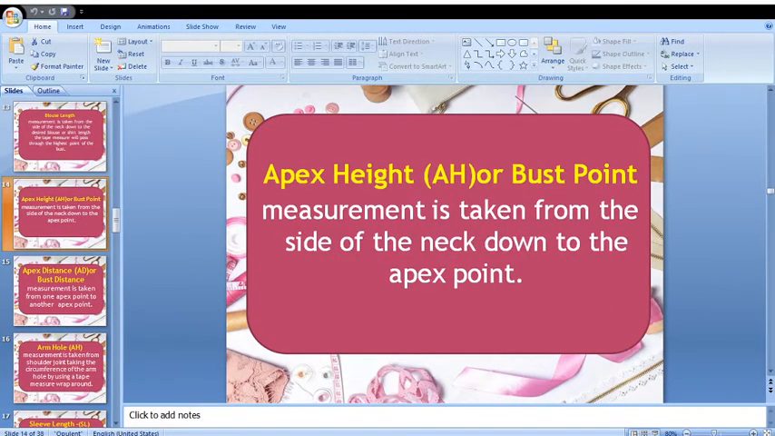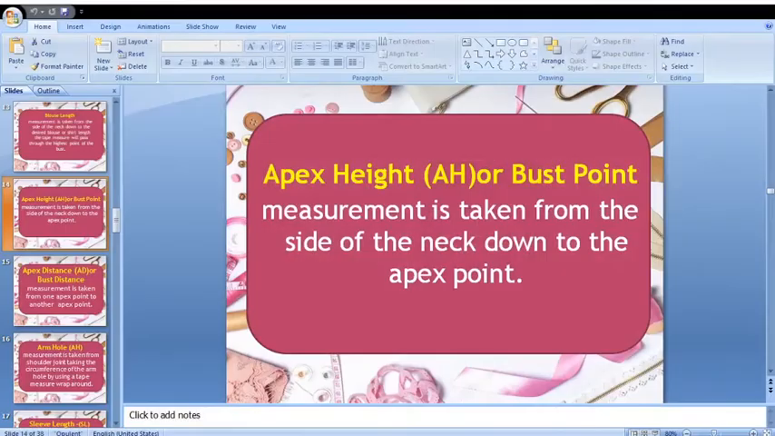So, next, we're going to measure the bust point. For the bust point, measurement is taken from the side of the neck down to the bust point or apex point. 10 is usually the standard measurement.